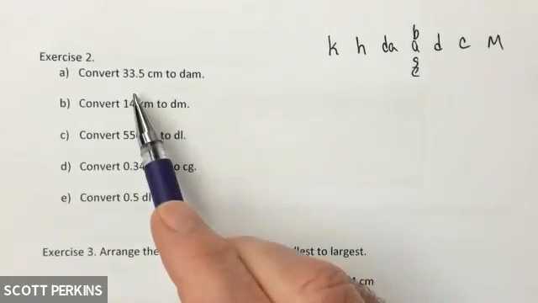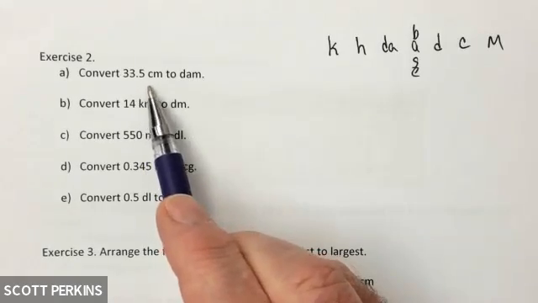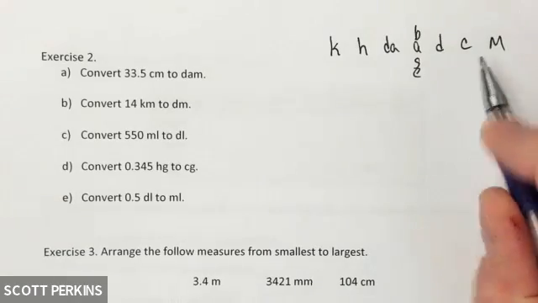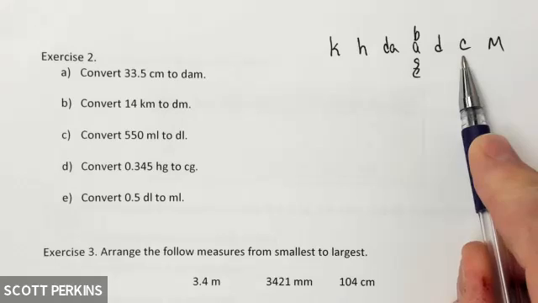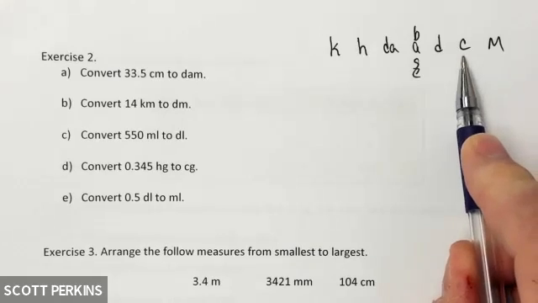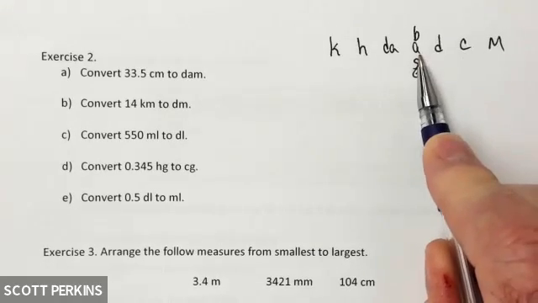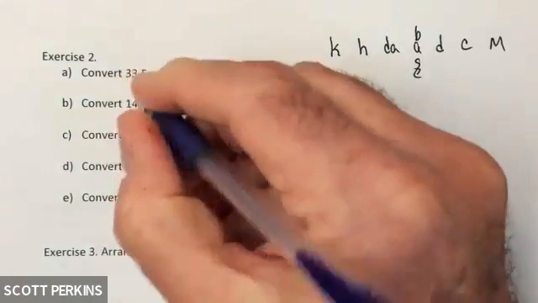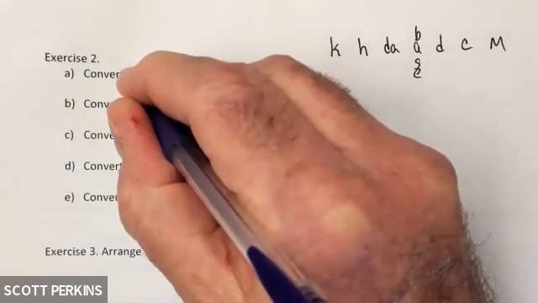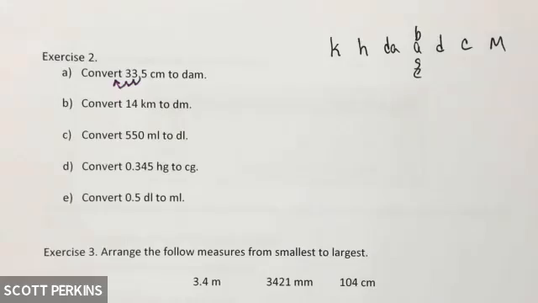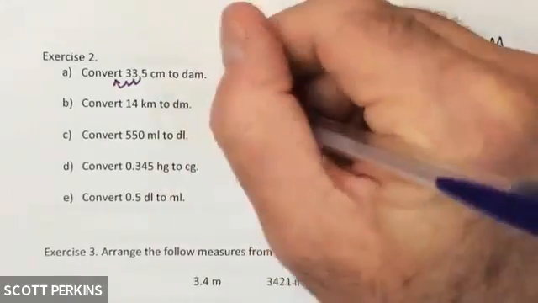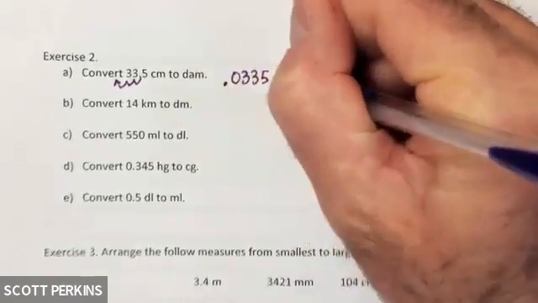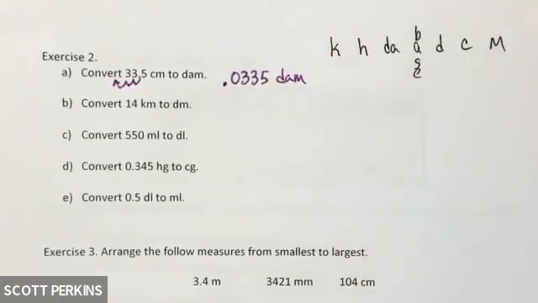All right, so the first one is 33.5 centimeters to decameters. So centimeters is over here where the C is. I'm going to count the hops to deca. So that is 1, 2, don't forget the base, 3. It's 3 hops to the left. So I'm going to take this decimal place, 1, 2, 3 hops to the left. I need to add a 0 in front of the 3. So that's going to be 0.0335 decameters.